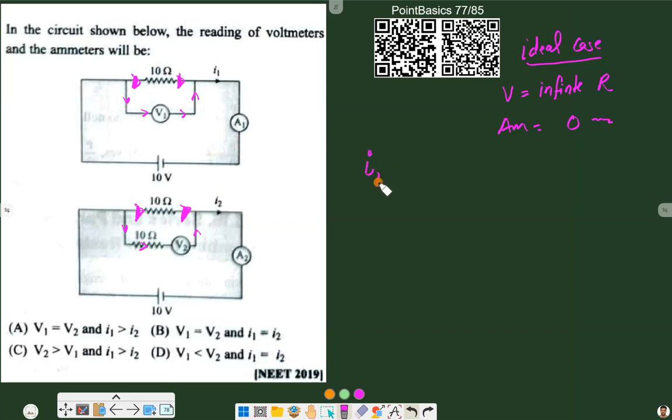So in the ideal case, I1 is equal to I2, and as both voltmeters are ideal, they will measure equally, and this 10 ohm resistance will not play any role here because the voltmeter's resistance is already infinite. So V1 is equal to V2. That's for the ideal case. Now coming to the real scenario, the practical case.